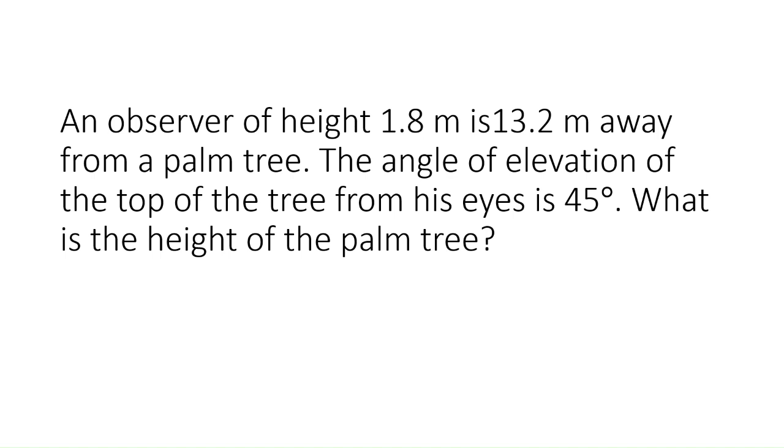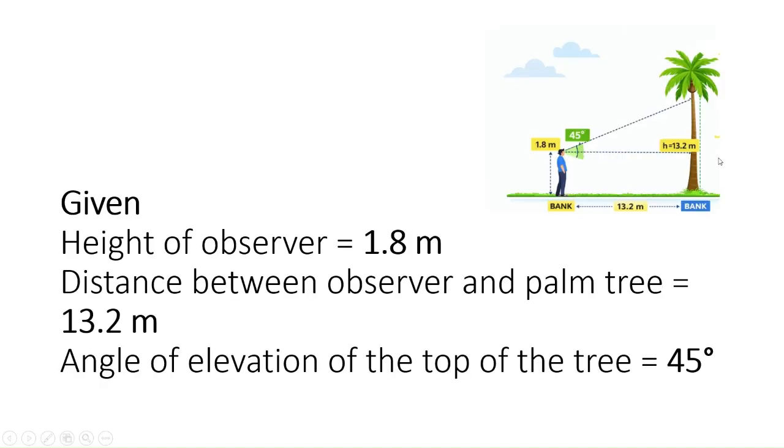Okay, so we need to find the height of a palm tree which is observed by a person of height 1.8 meters at an angle of elevation of 45 degrees from his eyes. Right? So, what is given? The height of the observer is 1.8 meters. The distance between the observer and the palm tree is 13.2 meters. The angle of elevation of the top of the tree is 45 degrees from the eyes of the observer.